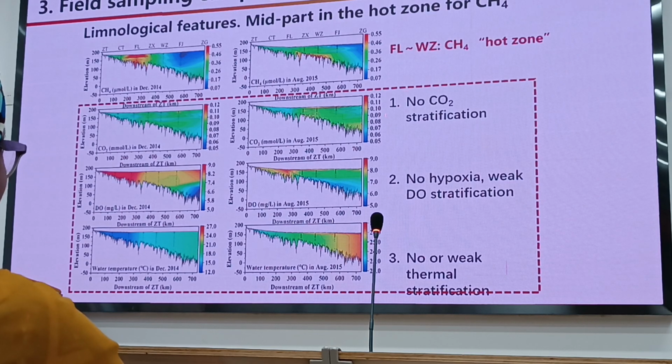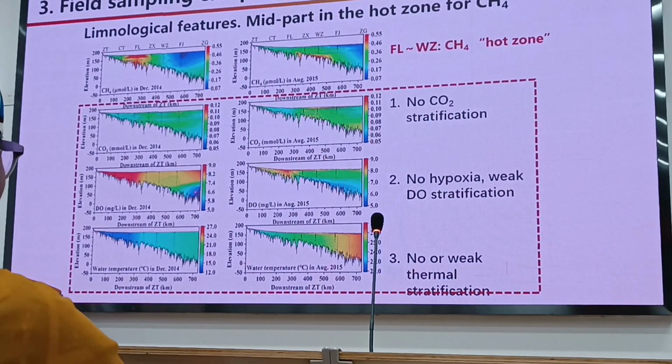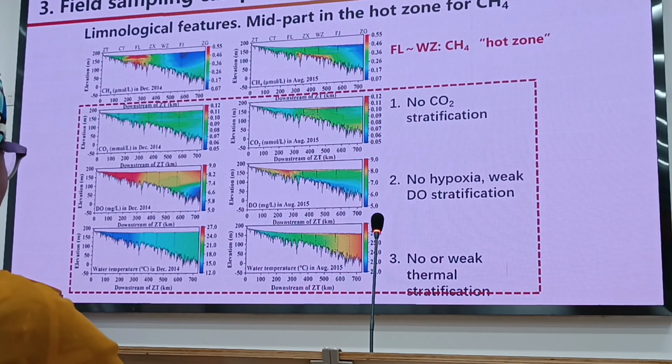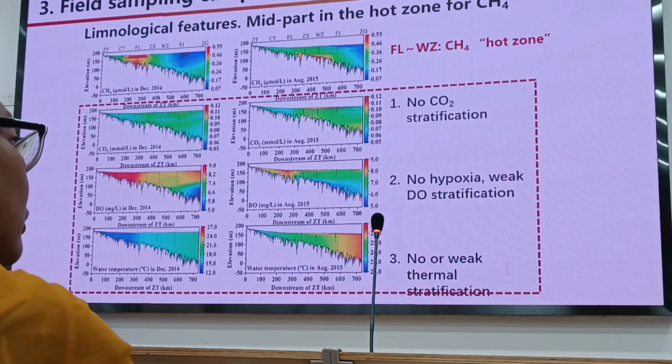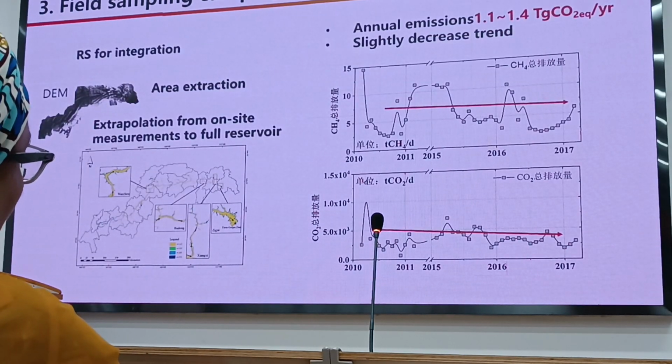And also you have no stratification of carbon dioxide, no hypoxia, but a very weak dissolved oxygen stratification. The thermal stratification is also weak, not significant during the summertime, because it's running fast. The hydraulic retention time of the Three Gorges Reservoir is around 25 to 30 days. And also we integrate remote sensing data.